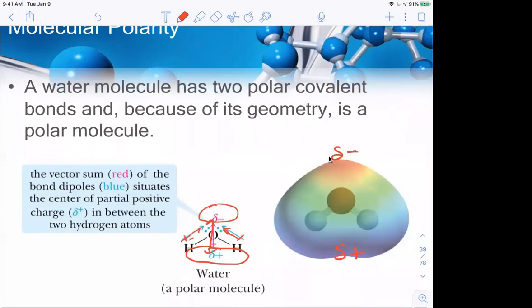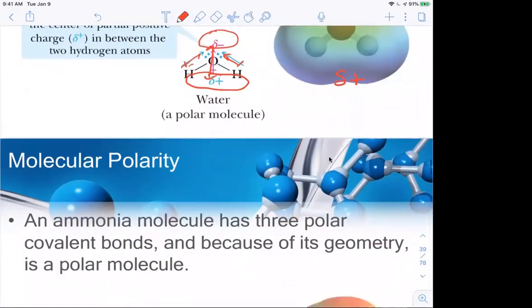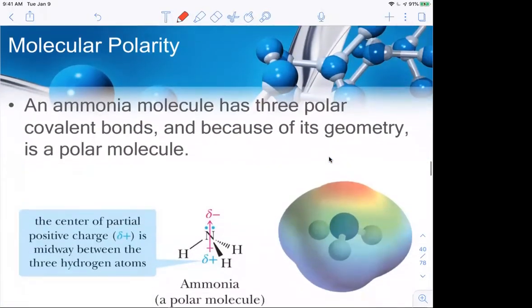Remember, if I have a polar bond and my molecular geometry is bent or trigonal pyramidal, it's going to be polar. If I have high degrees of symmetry with tetrahedral and linear and trigonal planar, then chances are, even if I have polar bonds, it's not going to be polar. And again, I talked about that before.